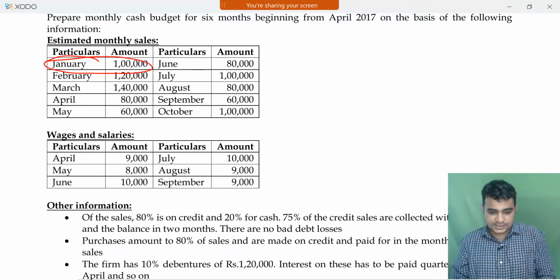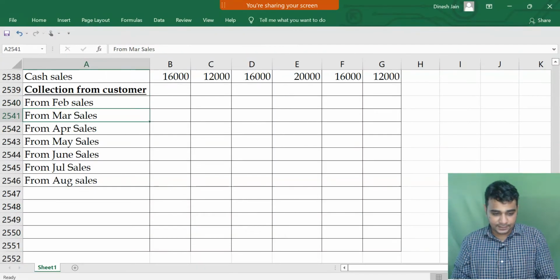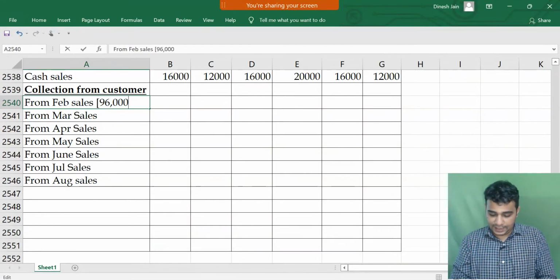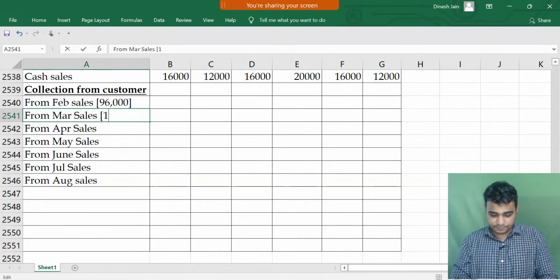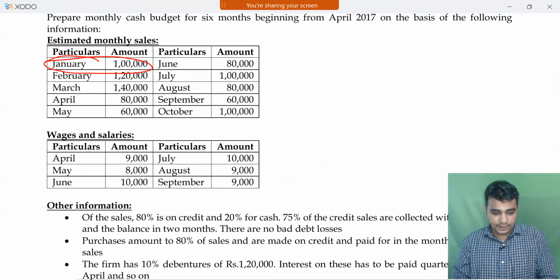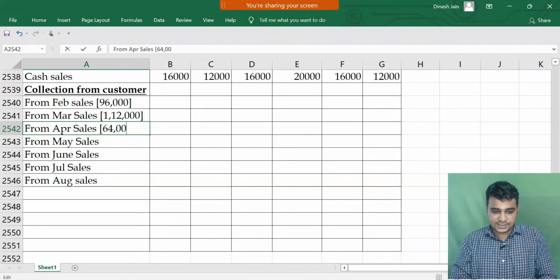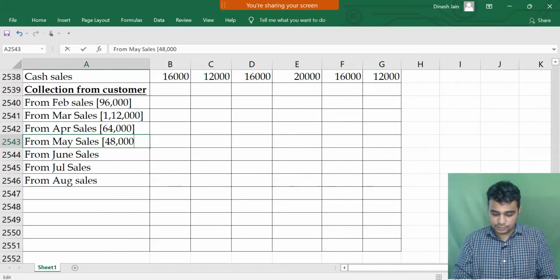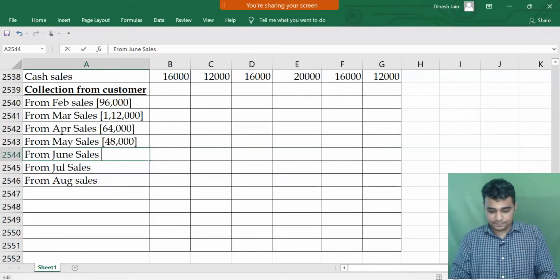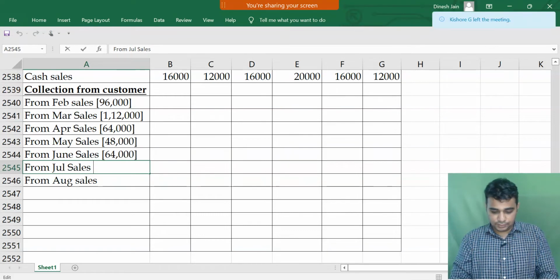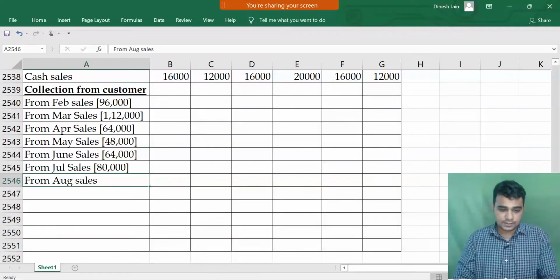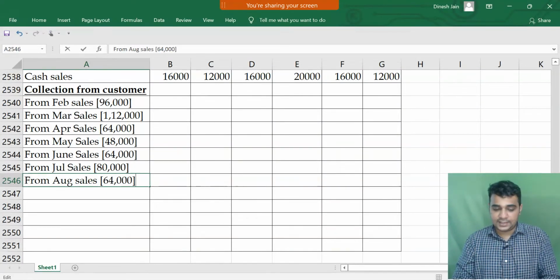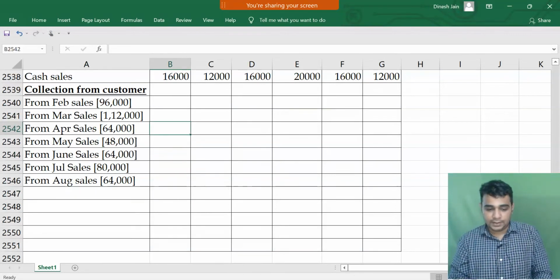Now the rule is 80% is credit sales. So I'm writing here February in bracket 96,000, 80%. March in bracket 1,12,000, April 64,000, May 48,000, June 64,000, July 80,000, August 64,000. So this is the credit sales, and now I know how the collection is going to happen.